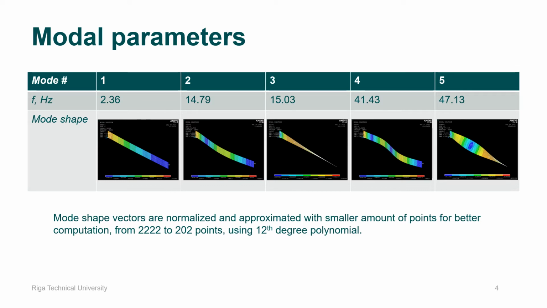As mode shapes have quite a large amount of elements, these are normalized and approximated with a smaller amount of points for better computation, using a 12th degree polynomial. Mode shapes are two-dimensional, having x and y direction, while the z direction along the axis doesn't change its value.